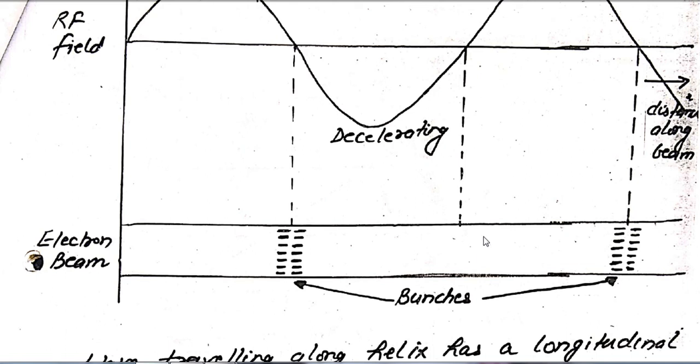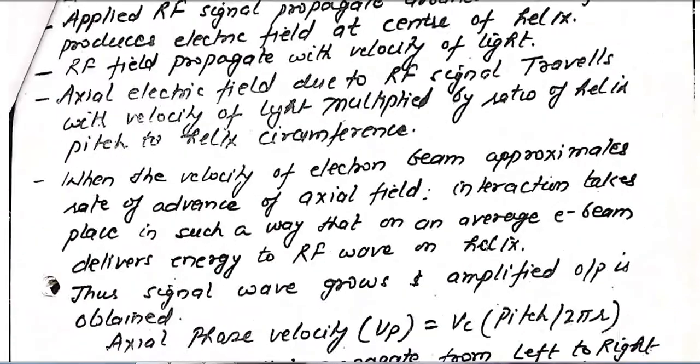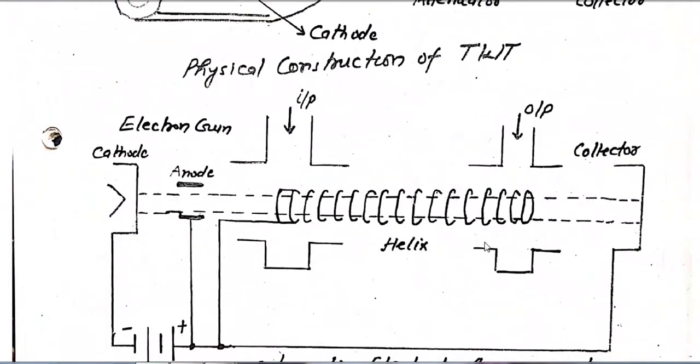So this is how this traveling wave tube is going to amplify a signal which is applied here, and the output, the amplified version of that applied signal, can be taken out from here. So this is all about the traveling wave tube.